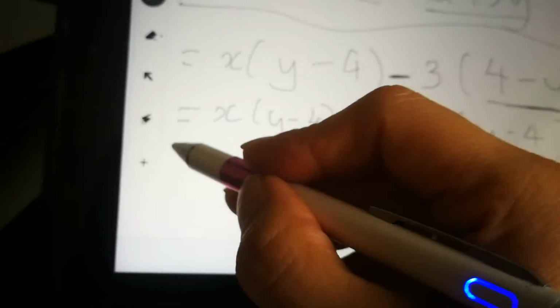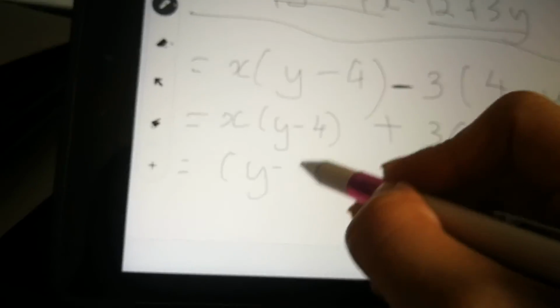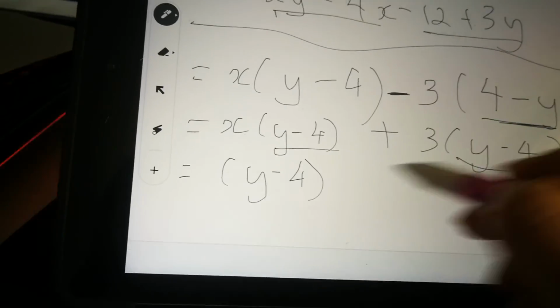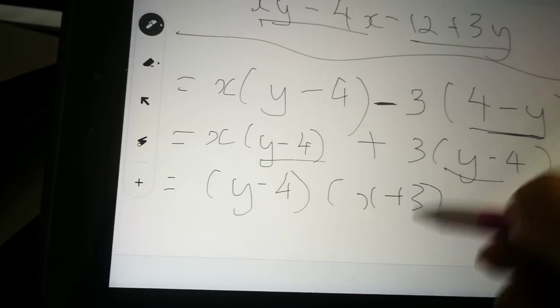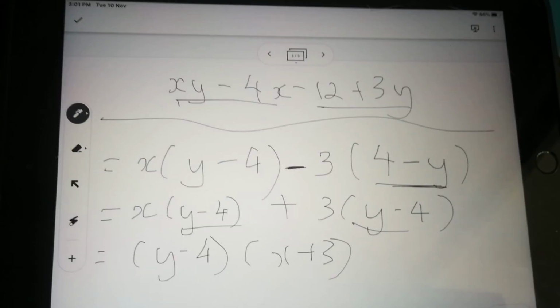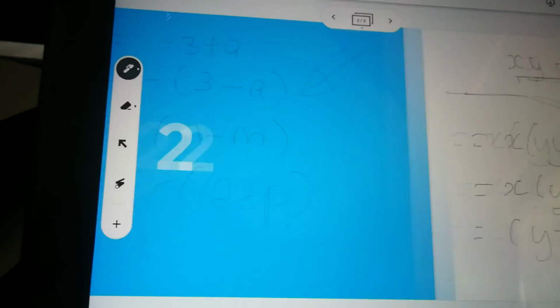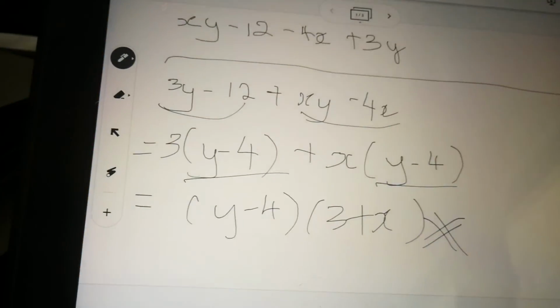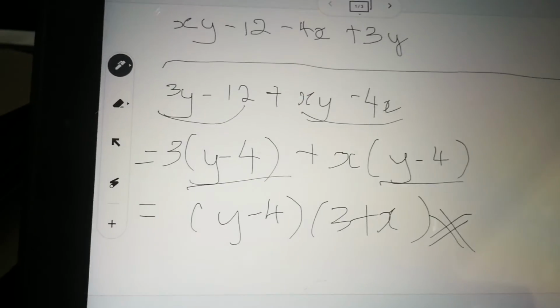Okay, so now from here you know what to do? Yeah. Factorize y minus 4. This is common. And then x plus 3. Any question? So if you were to compare the previous answer, you see? If you reshuffle it this way, then the sum becomes much easier.